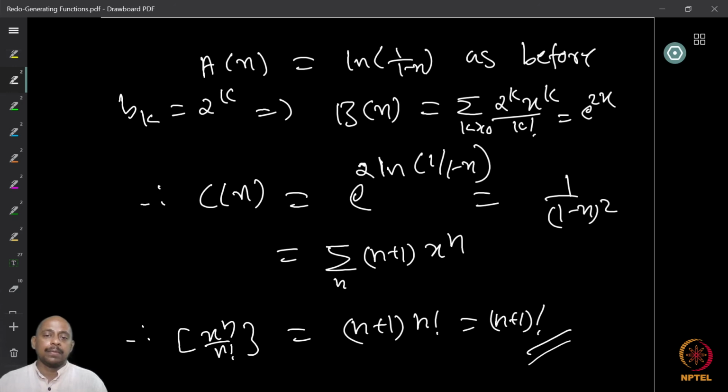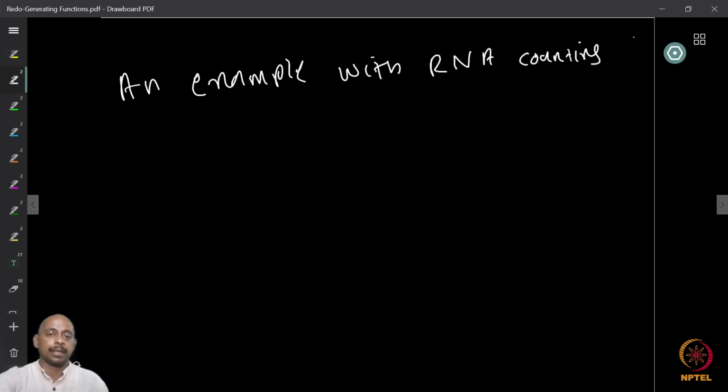I am going to give an application into, let's say, RNA counting, counting RNA sequences. And similarly, I also want to look at an application of generating functions at the end to wind up this topic, where we will prove Euler's famous pentagonal number theorem. Okay, so these two are the applications, and with that we will wind up this part.